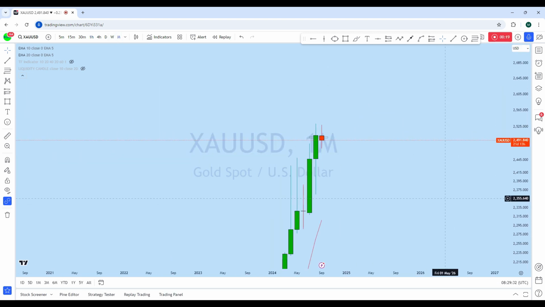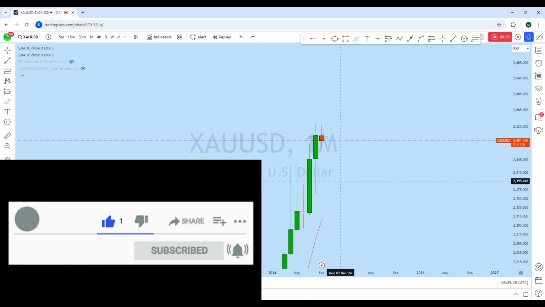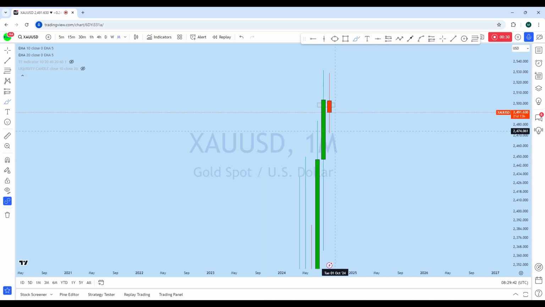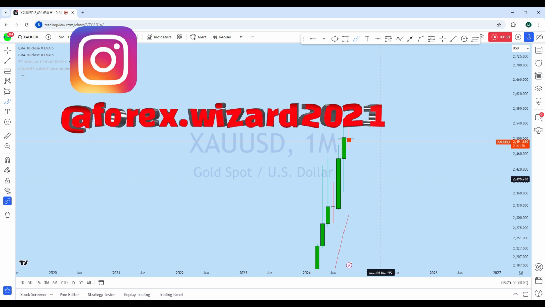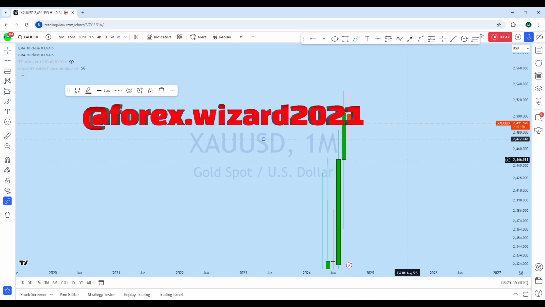Now from the monthly, we can see that gold, after testing the previous monthly high, has seen a significant drop in this market this month, and I'm expecting a further drop in this instrument. As the price is below the monthly support, I think we might see another retest of this monthly low on the lower time frame.